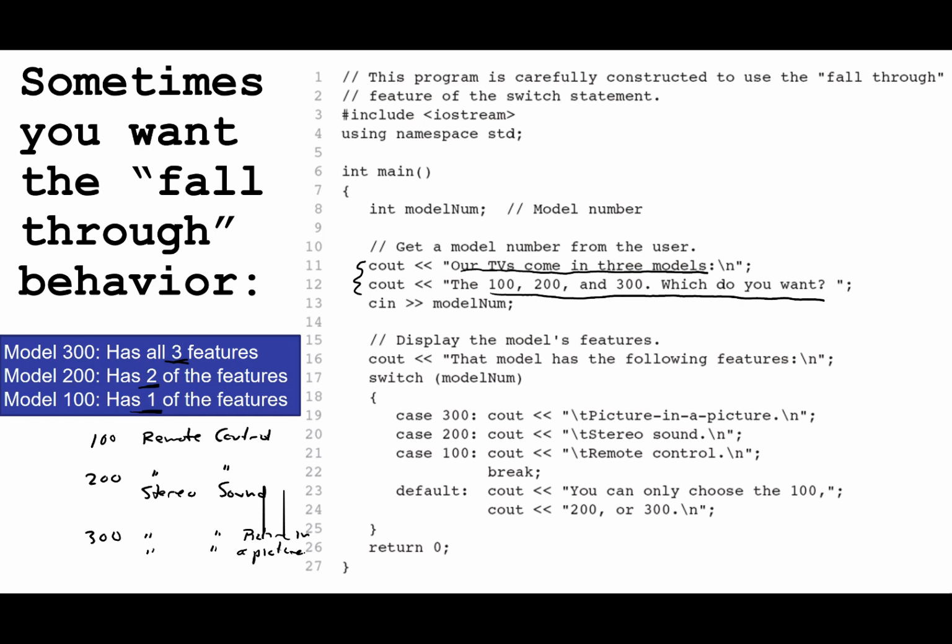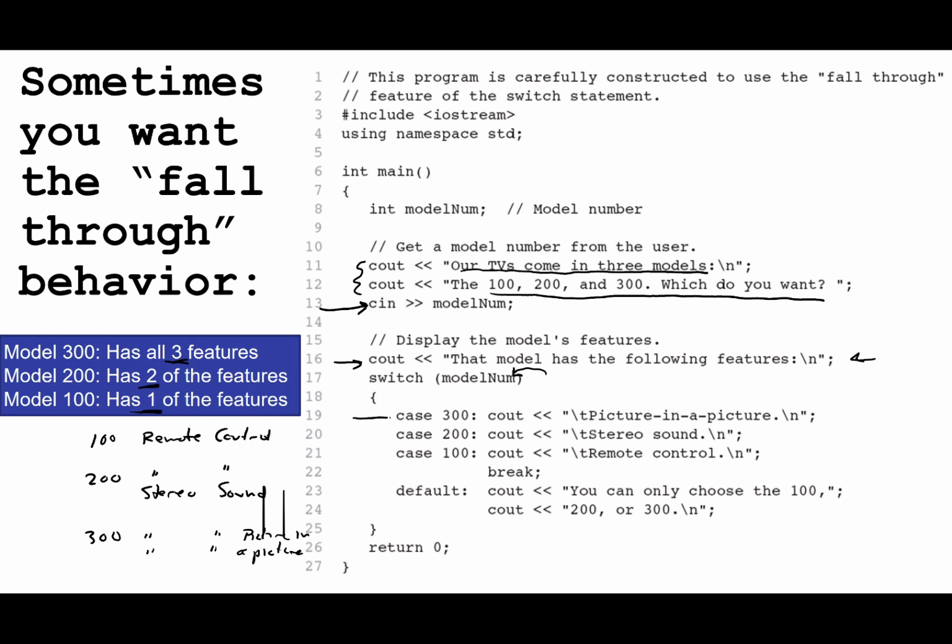So let's look at how this is working. We have our cout, which model has the following features. And I ask the user which model they want, so 100, 200, or 300. We're going to read in what they enter and store it to model num. And then we're going to print out that model has the following features. And notice how we have model num here. So that's going to be equal to either 100, 200, or 300.